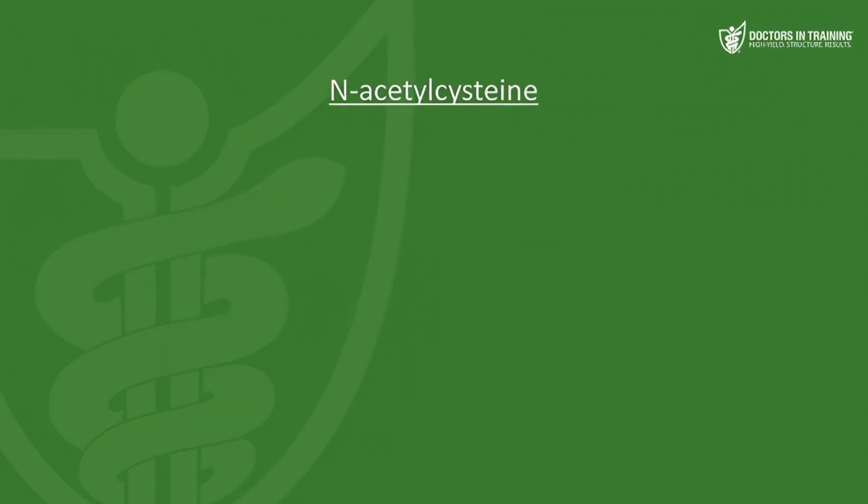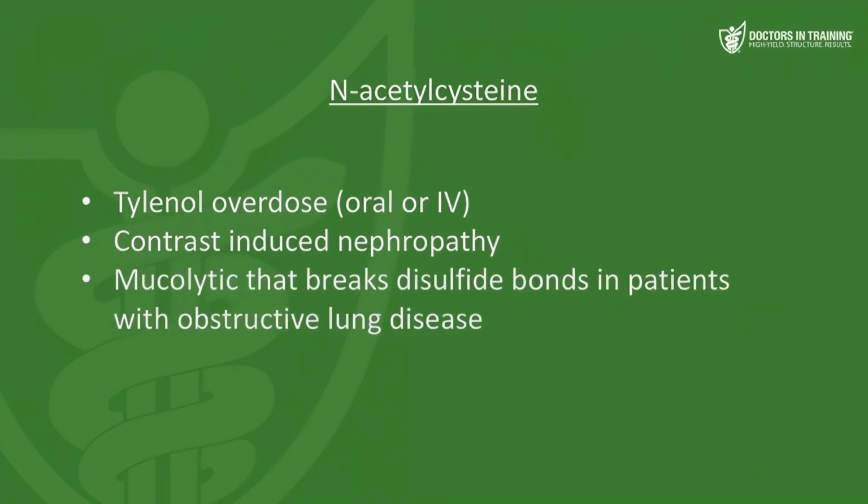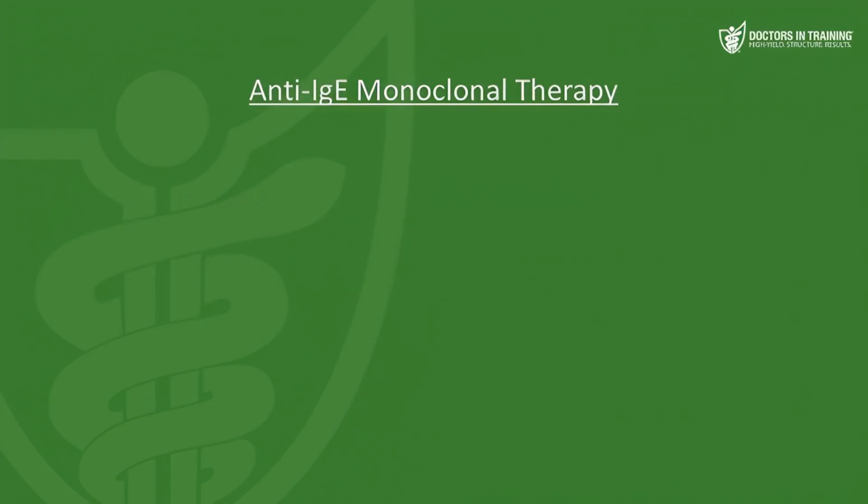N-acetylcysteine is used for several things. Tylenol overdose, you can use it either orally or IV. You can use it for contrast-induced nephropathy, but this has fallen out of favor because of countless studies showing it's not effective, but you should know that. And it can also be used as a mucolytic that breaks the disulfide bonds in some patients with obstructive lung disease.